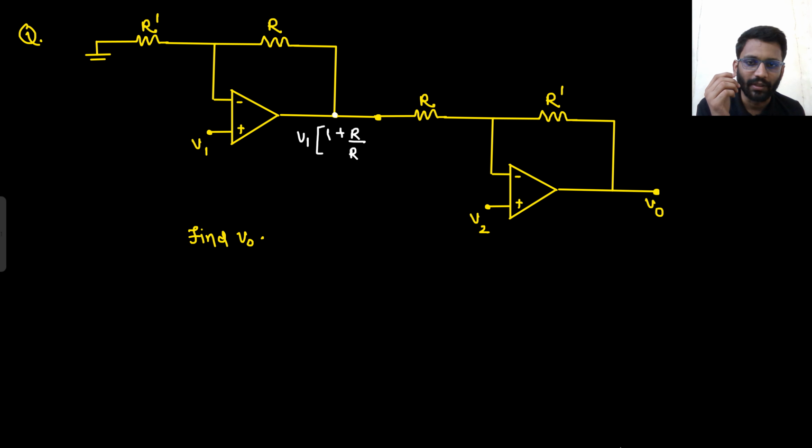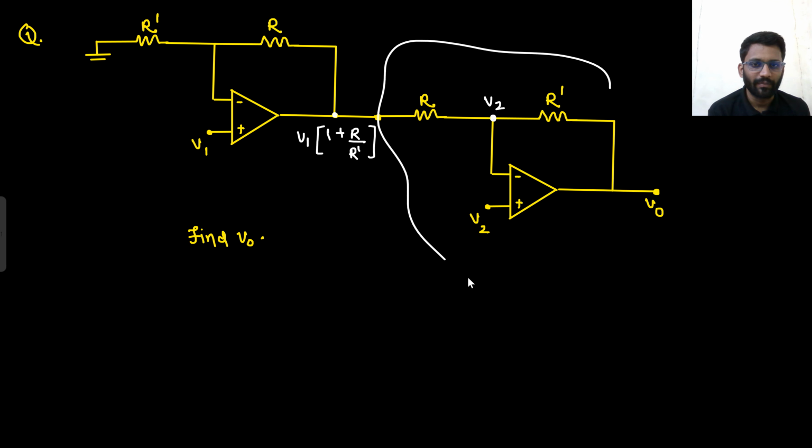R by R dash, not R1. This node would be V1 into 1 plus RF by R, 1 plus R by R dash. Now, basically, you can call this node V2 and simply apply the nodal analysis, or you can apply the superposition theorem as well.